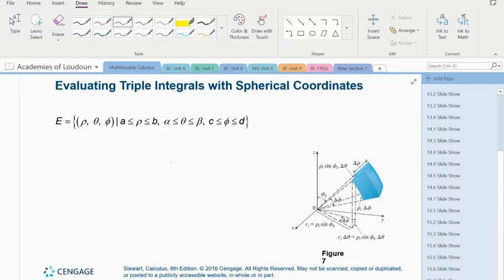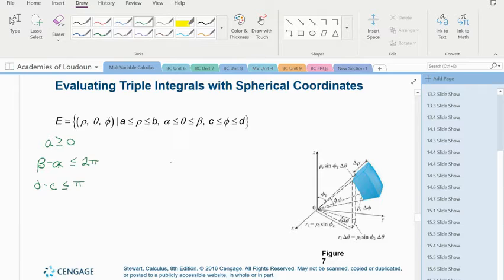To evaluate triple integrals with spherical coordinates, we use the counterpart of the rectangular box, which is a spherical wedge. It is given by E equal to all points (rho, theta, phi) where rho is between a and b, theta is between alpha and beta, and phi is between c and d. We also have that a is greater than or equal to 0, beta minus alpha must be less than or equal to 2 pi, and d minus c must be less than or equal to pi.